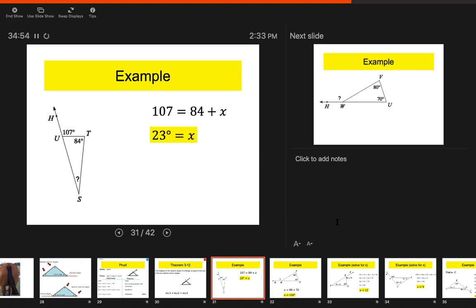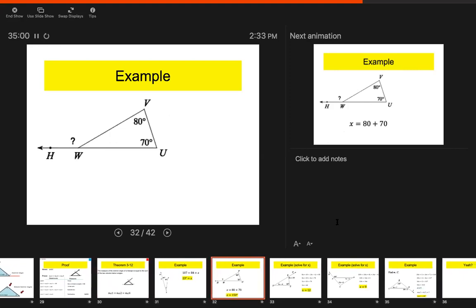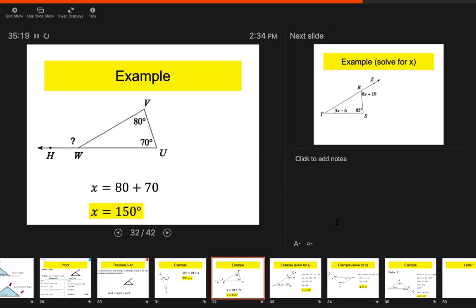You are solving for a degree measure, not for x. So there's your first flavor. One more. Tell me, McKinley, what's the equation? 80 plus 70 equals a question mark. Okay, I'm going to use an x. Therefore, x is equal to 150. What are the units? Degrees. Okay, so there's the vanilla flavor.